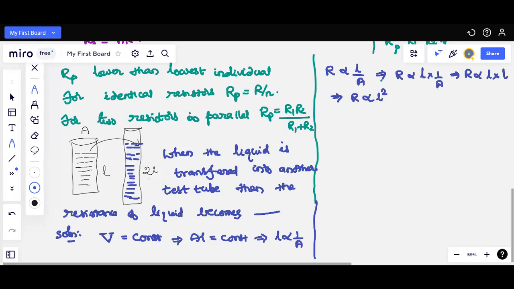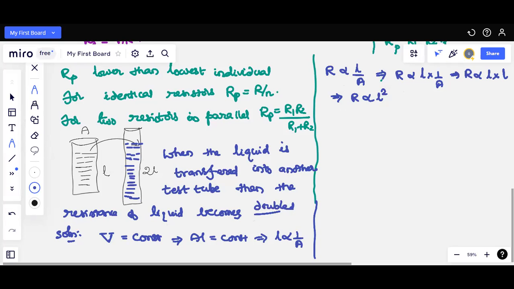And the main concept you try to focus on here: if volume remains constant, not the length and not the area of cross section, then resistance is directly proportional to L square. This is the formula to be used. Don't directly say the length is doubled so the resistance is also doubled. If you say that, the answer will be wrong.